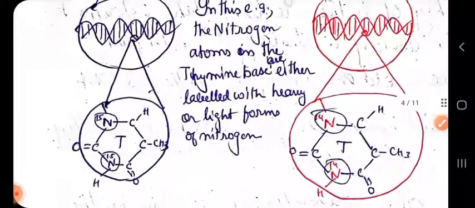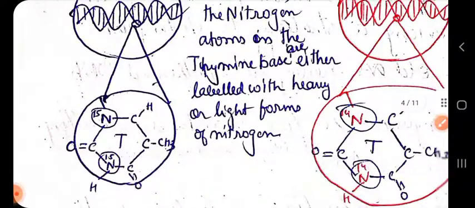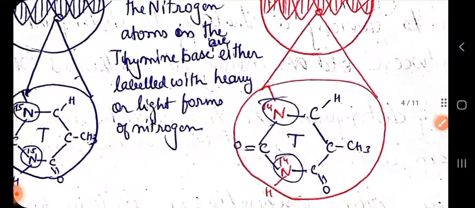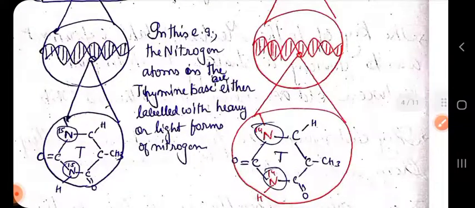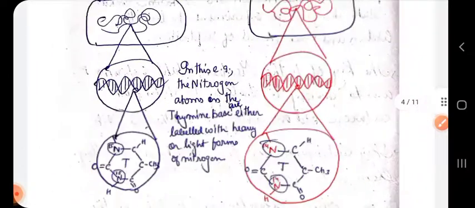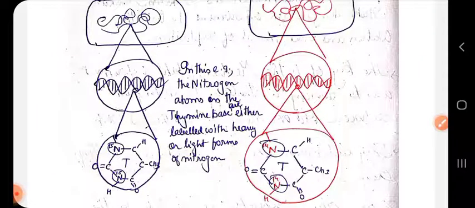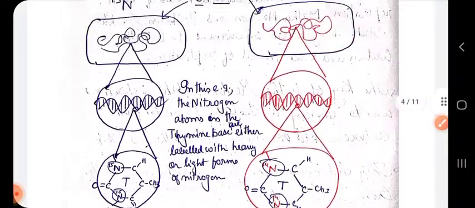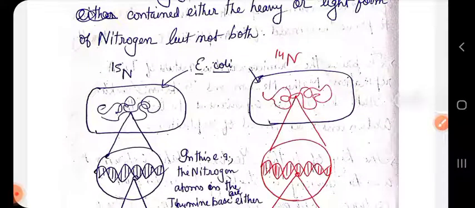Even the nitrogenous base like thymine, you can see all the nitrogen content in the thymine becomes labeled with heavy nitrogen, whereas in the light form, all the nitrogen in the nitrogenous base is labeled with light nitrogen. So in this example you can see the nitrogen atoms in this thymine base are labeled with heavy isotopes of nitrogen or light forms of nitrogen. So this is the main trick that Meselson and Stahl do.